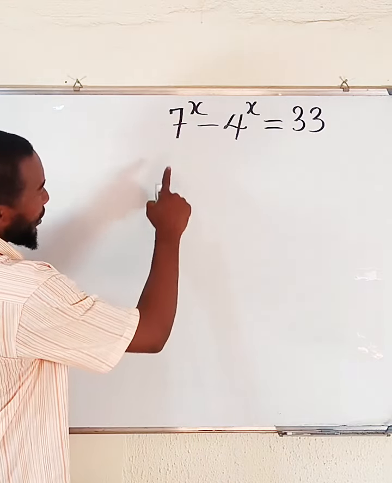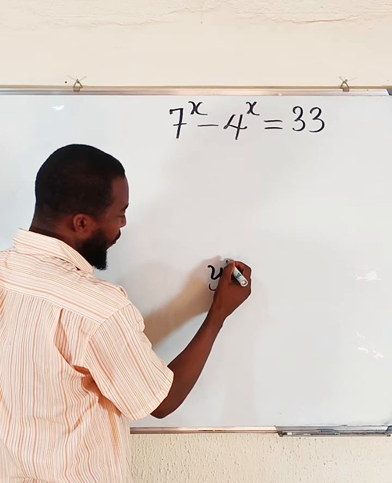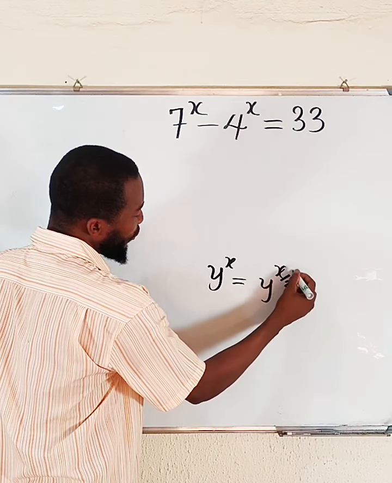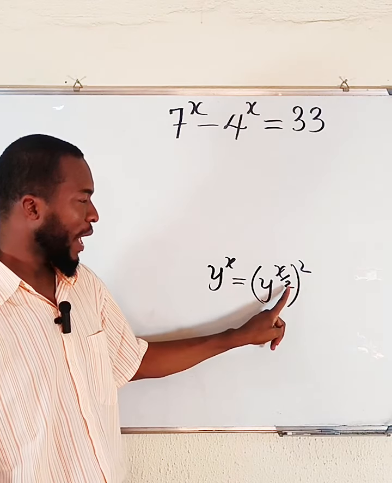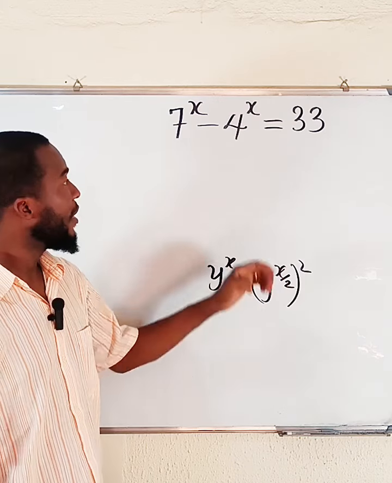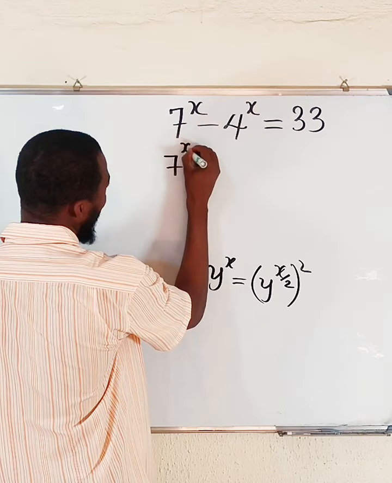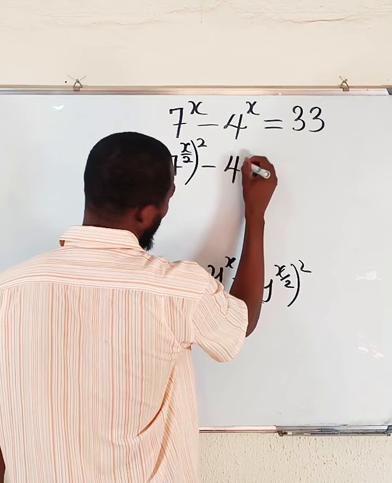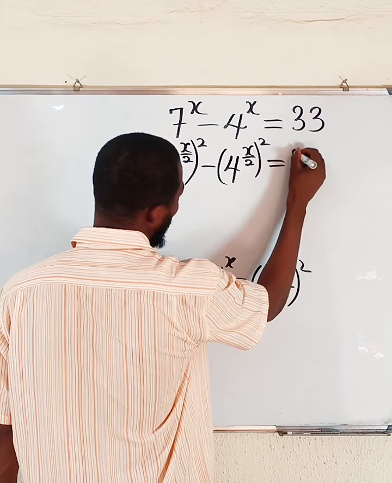Let me show you. You see this? I know, for instance, if I have y to the power of x, this is the same thing as y to the power of x divided by 2, whole squared. Yes, because eventually this power of 2 will cancel this denominator of 2, leaving only y to the power of x. So I can do the same thing here. We have 7 raised to the power of x divided by 2, whole squared, minus 4 to the power of x divided by 2, whole squared, equals 33.